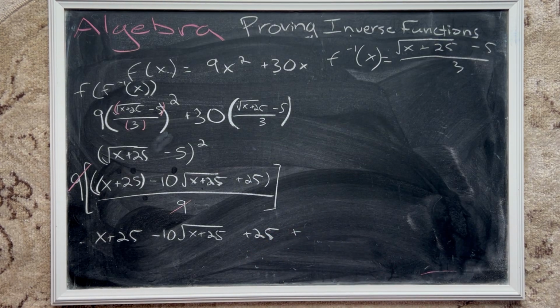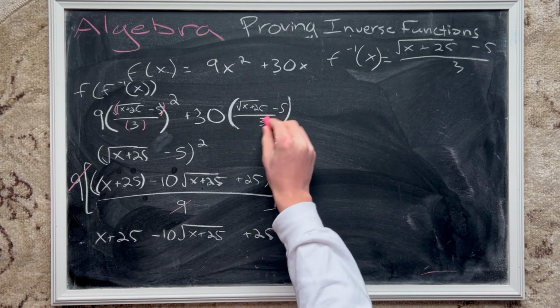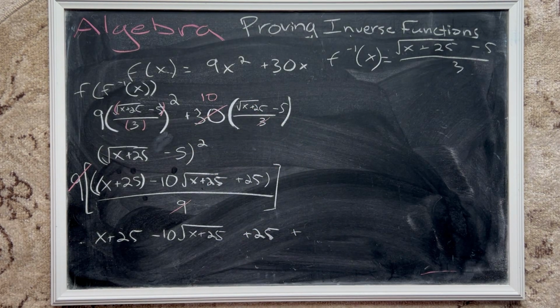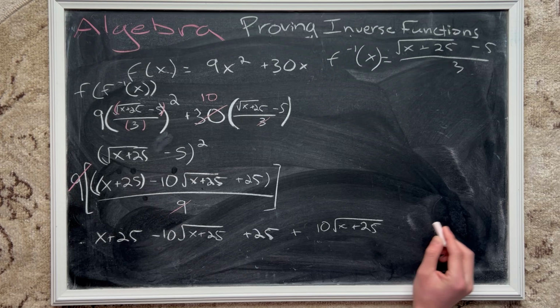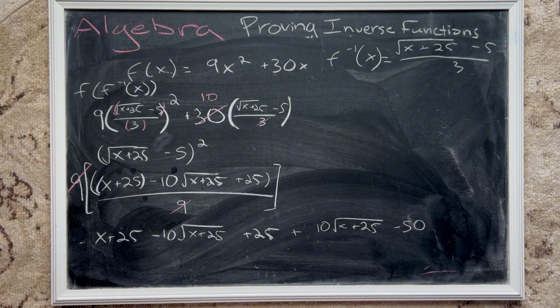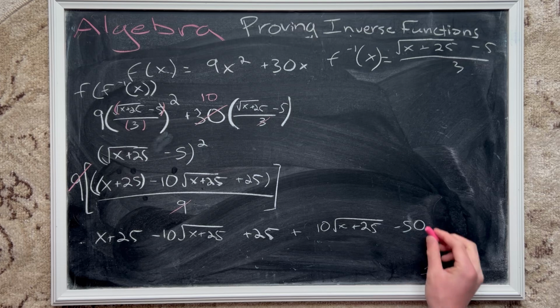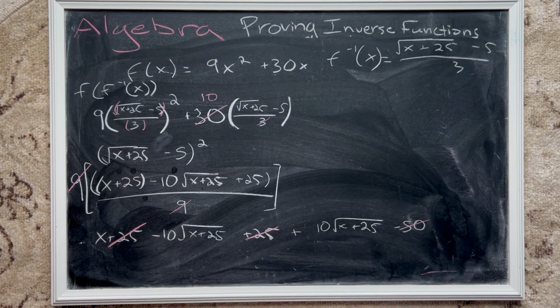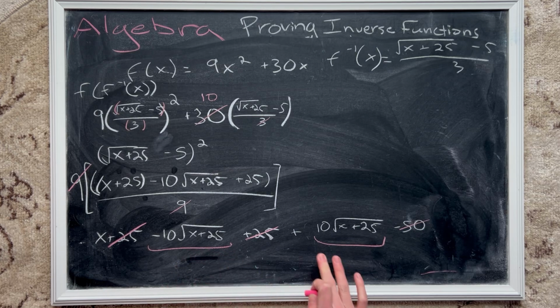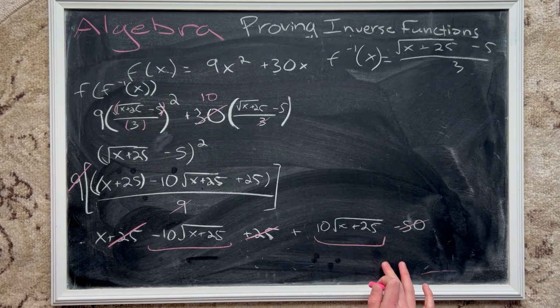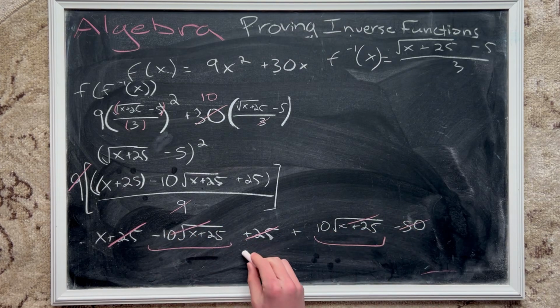Plus, then we have 30 times these. The 30 and the 3 can reduce to a 10 there. So then we have 10 root x + 25 minus 50. So we can see the minus 50 cancels the two 25s because 25 plus 25 is 50. Then we have x minus 10 times the square root of x + 25. Then positive 10 times the square root of x + 25. These will cancel, leaving us with simply x. That is the first case.